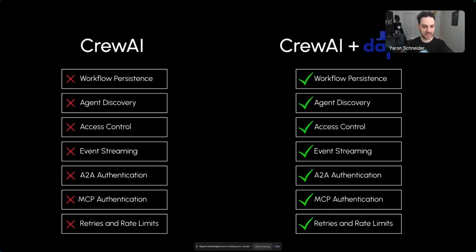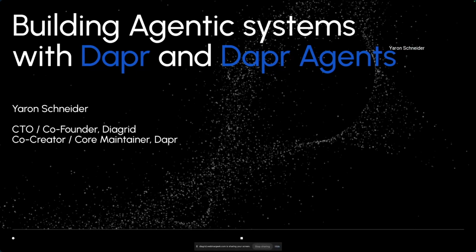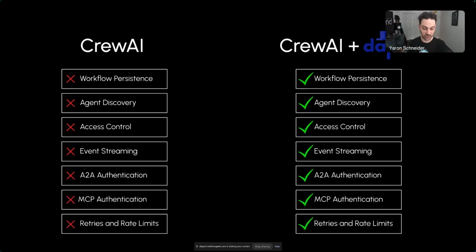Dapr will also provide agent discovery, meaning Crew AI agents can discover each other via a contact list type of thing through Dapr service invocation. It'll provide access control, so Crew AI agents can decide who can contact what and do what. And event streaming will be given to Crew AI agents via Dapr PubSub. So Dapr can stream events into Crew AI agents and have those agents become ambient agents right off the bat and pick off that work.